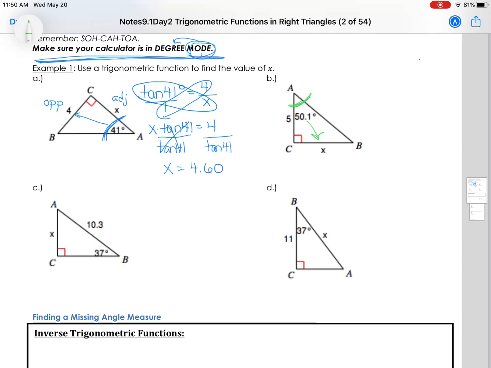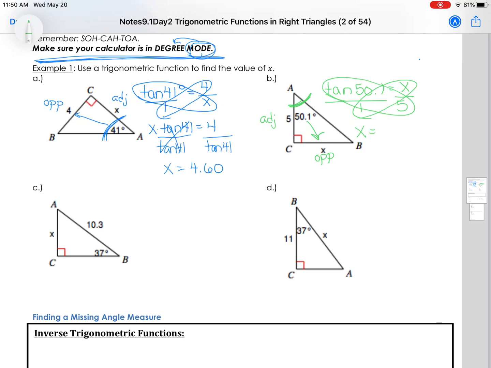All right, let's look at the B here. So here's our angle. Well, what do we have? X is across from it, so that's opposite. 5 is next to it, but so is AB, but AB is the hypotenuse, so that means 5 is adjacent. So we still have O and we still have A, so that's tangent. So we have the tangent of 50.1 equals opposite x over adjacent 5. We're going to make a proportion, cross multiply.